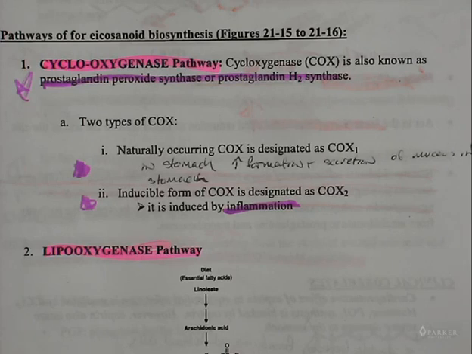There are two types of COX. You have to know this. Naturally occurring COX is COX-1. It is in the stomach. COX-1 produces mucus in the stomach. Inducible COX is COX-2. It's induced by inflammation and it produces our eicosanoids. COX-1 is in the stomach, active all the time, produces mucus. COX-2 is induced by inflammation, produced in every cell in the body except red blood cells, and induced by inflammation, causing more inflammation, et cetera.